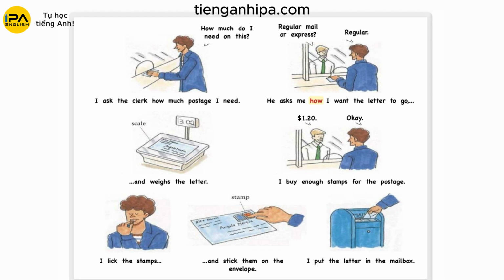He asks me how I want the letter to go. "Regular mail or express?" "Regular." And weighs the letter. I buy enough stamps for the postage. "$1.20." "Okay." I lick the stamps and stick them on the envelope. I put the letter in the mailbox.